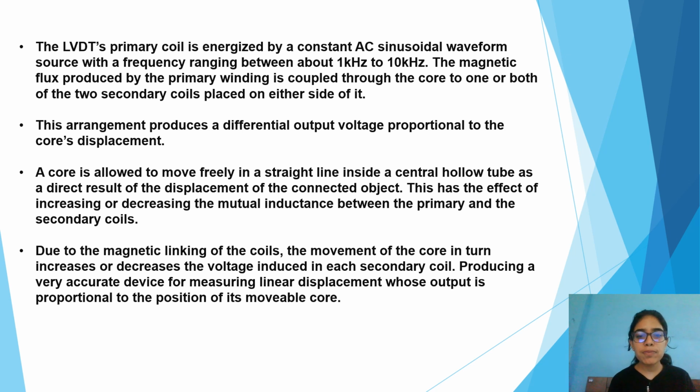The magnetic flux produced by the primary winding is coupled through the core to one or both of the two secondary coils placed on either side of it. This arrangement produces a differential output voltage proportional to the core's displacement. A core is allowed to move freely in a straight line inside a central hollow tube as a direct result of displacement of the connected object. This has the effect of increasing or decreasing the mutual inductance between the primary and the secondary coils. Due to magnetic linking of the coils, the movement of the core in turn increases or decreases the voltage induced in each secondary coil, producing a very accurate device for measuring linear displacement whose output is proportional to the position of its movable core.